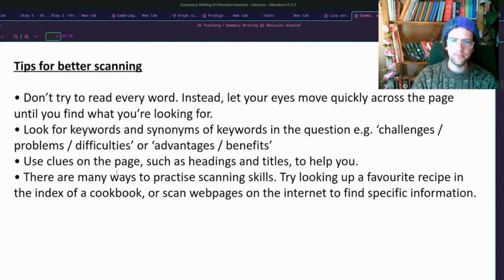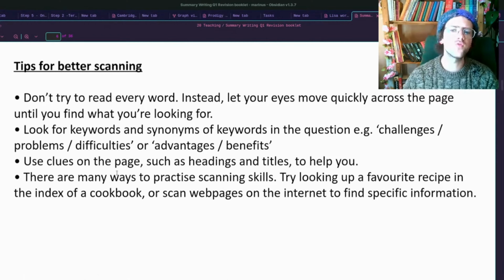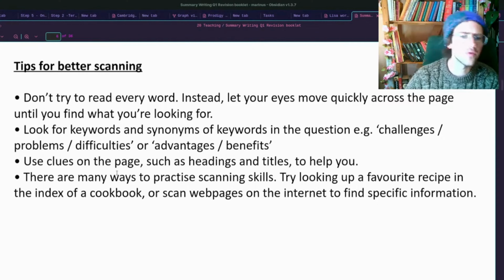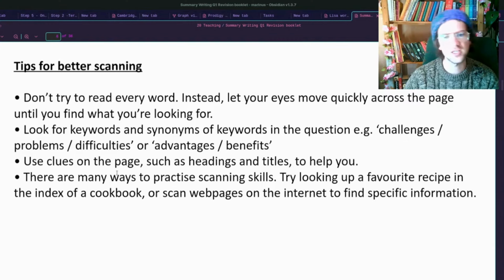So, tips for better scanning. Don't try to read every word. Instead, you need to let your eyes move quickly across the page until you find what you're looking for. Look for keywords and synonyms of keywords in the question, so challenges or problems or difficulties, or advantages or benefits. Those are things you're looking for in the question. So what are they wanting? Are they wanting you to focus on the problems? Are they wanting you to focus on the advantages? You're going to use this information to basically dictate what you're going to scan for.